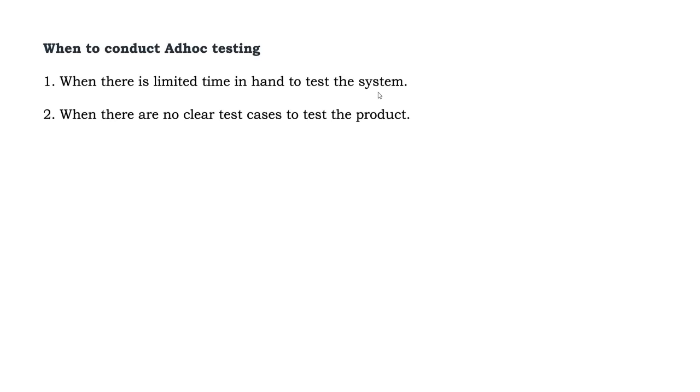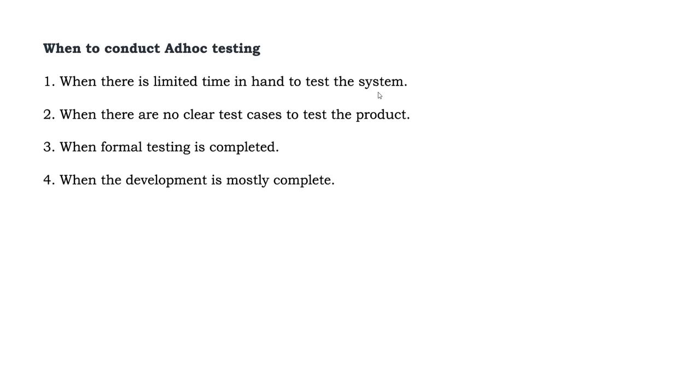Sometimes, if it is a legacy application or the application is newly built, the documentation might be missing, or it might not be proper. All these types of things could happen. At that time, it is better to perform ad hoc testing. Also, when formal testing is completed and the development is mostly complete. First, as soon as you get the build, you can perform one round of random testing before executing the set of test cases. Then also you can perform ad hoc testing.